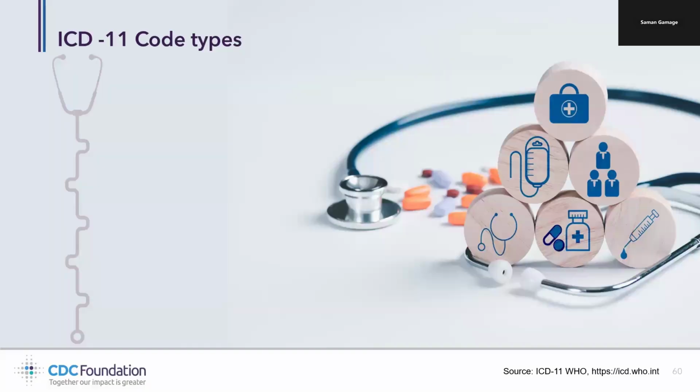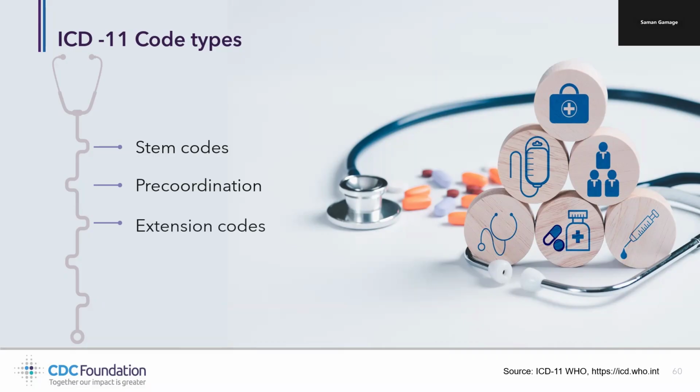There are different ICD-11 code types. There are stem codes. Then there is a concept called pre-coordination. There are extension codes. Then there is a concept called post-coordination. And then there is another concept called cluster coding. So these concepts and code types will be discussed in future Coder Web training sessions and in future videos.